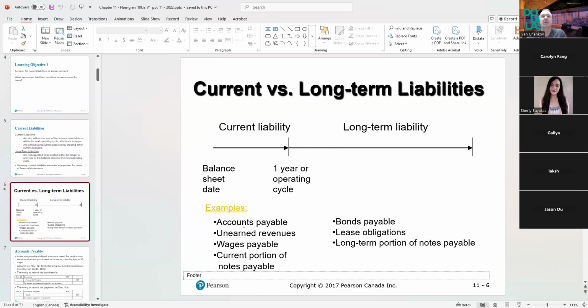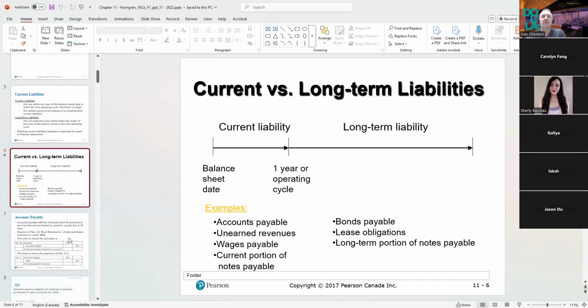Examples of the current liability will be accounts payable, unearned revenue, wages payable, current portion of notes payable. Long-term liability examples will be bonds payable, which we're going to see after the midterm, lease obligation, and long-term portion of the notes payable or long-term loans, which are more than 1 year or operating cycle of the company.